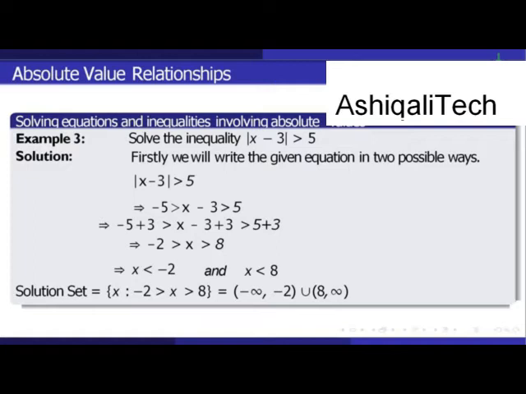That is, we have obtained two parts. In the first part, x is less than minus 2, and in the second part, x is greater than 8. So we can write the solution set in the following form. Solution set is equal to x such that x is less than minus 2 or x is greater than 8. This is represented by the open interval minus infinity to minus 2, union the open interval 8 to infinity. So the union of these two open intervals will be our solution set.